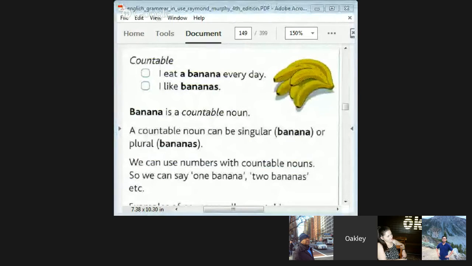Philip, can you see the Verbling chat box? Yes, I can. Okay. What did I write there? Countable. I eat a banana every day. No, not that. The Verbling chat box.